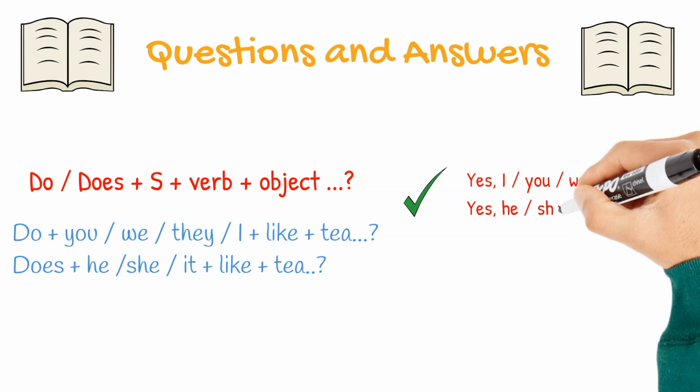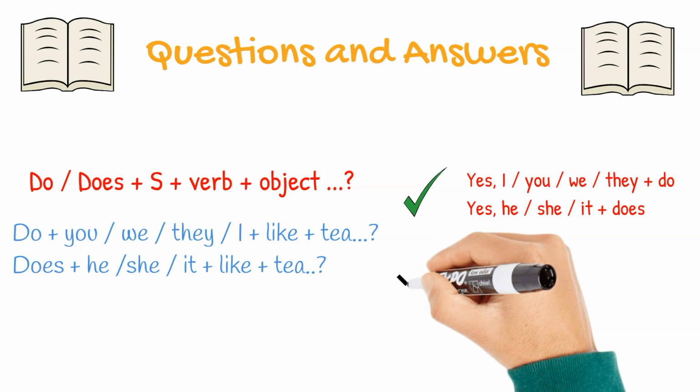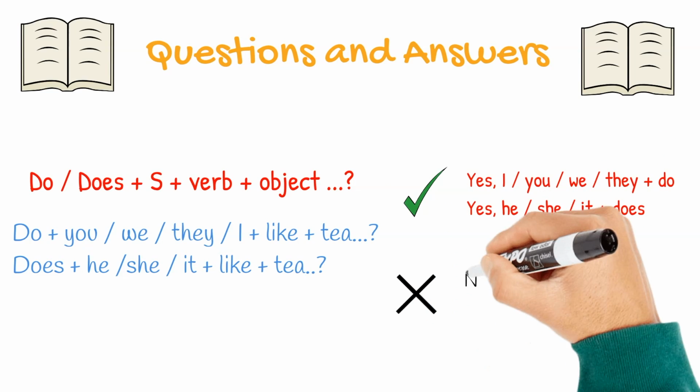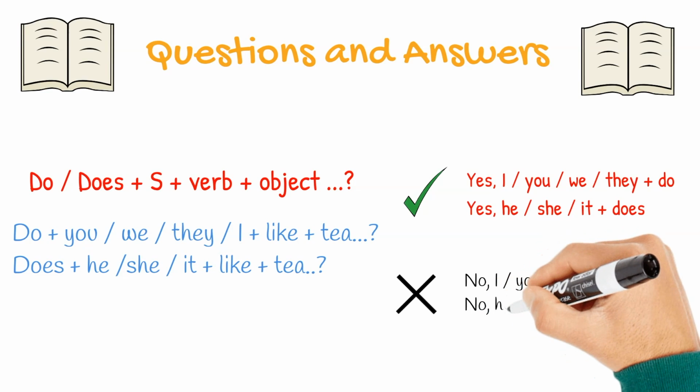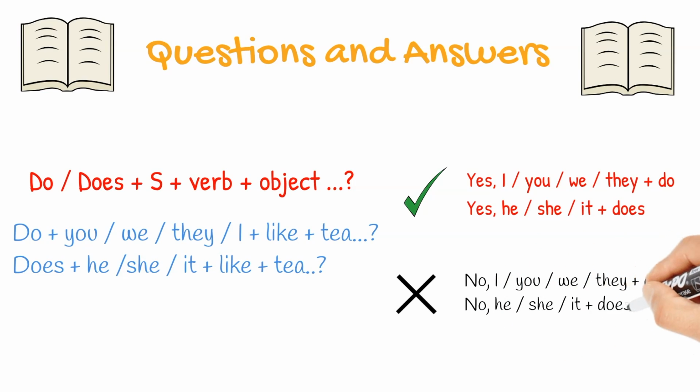We can answer these questions with yes or no. Yes plus subject or pronoun and do, and no plus subject or pronoun and don't. So, do you like tea? Yes, I do. Does he like tea? No, he doesn't.